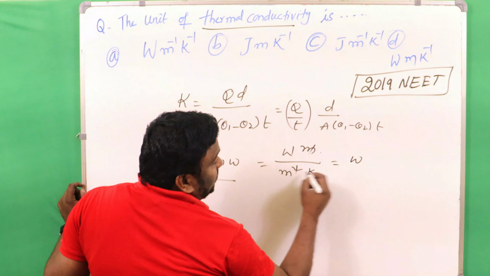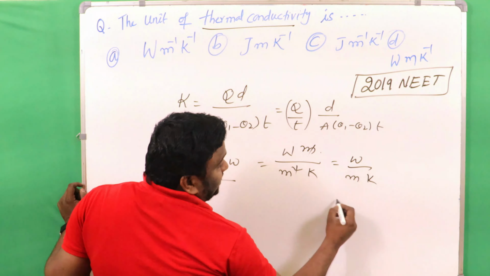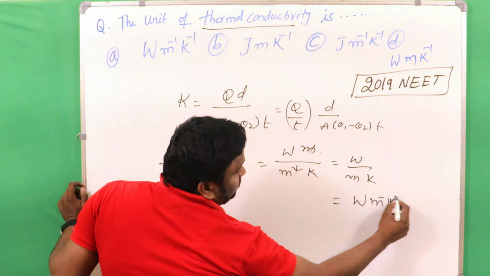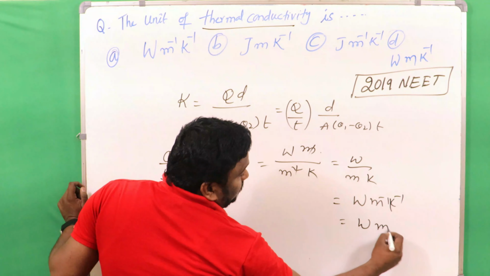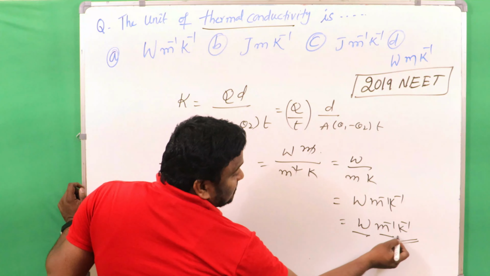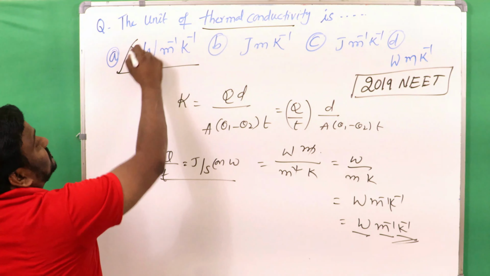Here W, meter square cancel. W by meter Kelvin. That means W meter inverse Kelvin inverse. This is the unit: watt meter inverse Kelvin inverse. So option A is the right answer.